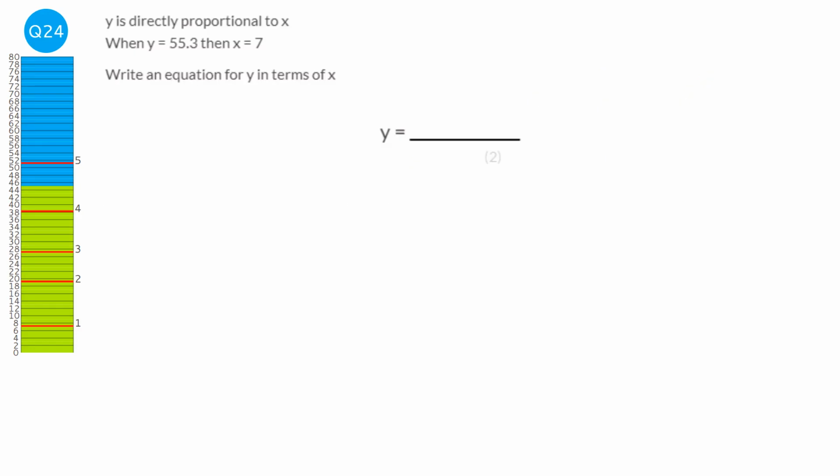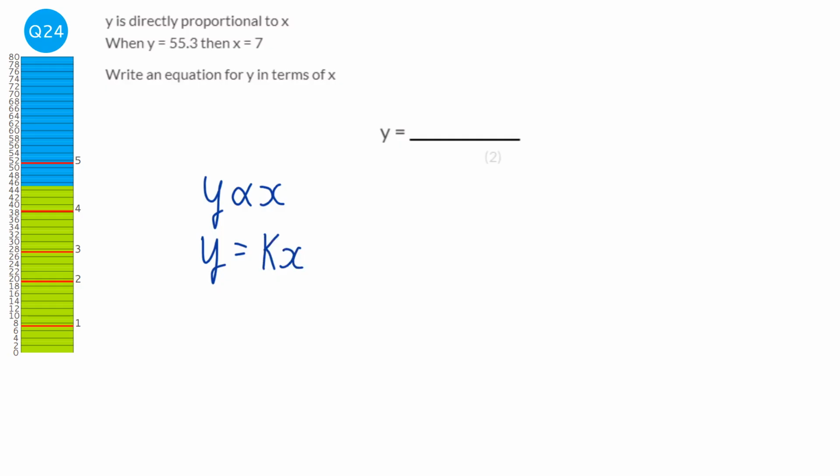So when we say y is directly proportional to x, what we mean is whenever x doubles, y will double. Whenever x halves, y will halve. Now we've got this proportionality sign here. And to make that an equals, all we need to do is introduce a k constant to the right hand side. So it's y equals something times x.